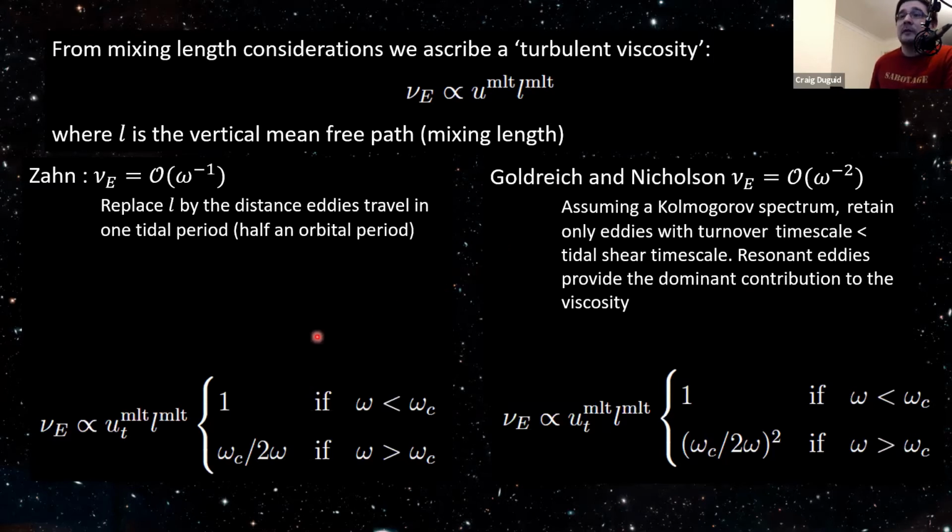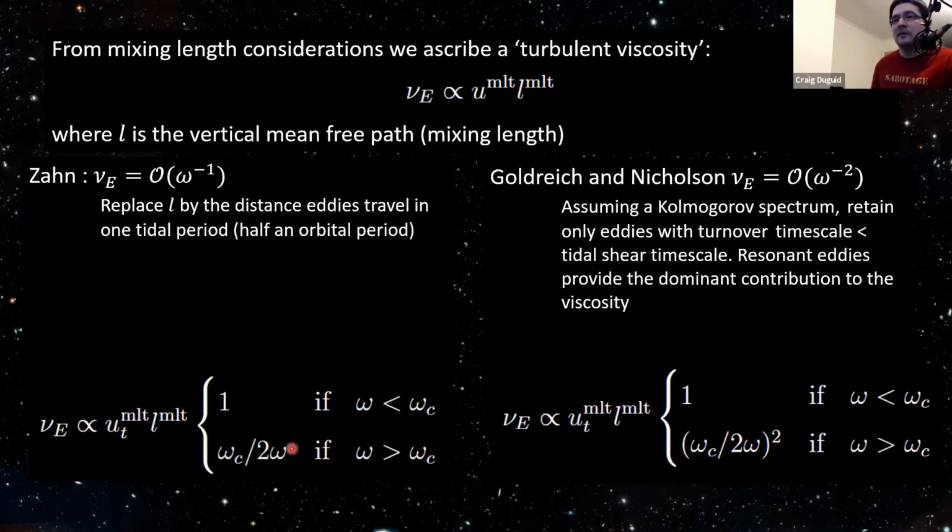The consequences of these two predictions are that in the low frequency regime, when the tidal frequency is less than the convective frequency, in both cases you recover the standard mixing length prediction. But in the high frequency regime, when the tidal frequency is larger than the convective frequency, the effective viscosity should scale for Zahn as 1 over the tidal frequency, and for Goldreich and Nicholson, 1 over the tidal frequency squared. So an obvious question here is, well, it doesn't seem like a big deal. It's just an argument about what this length scale is.